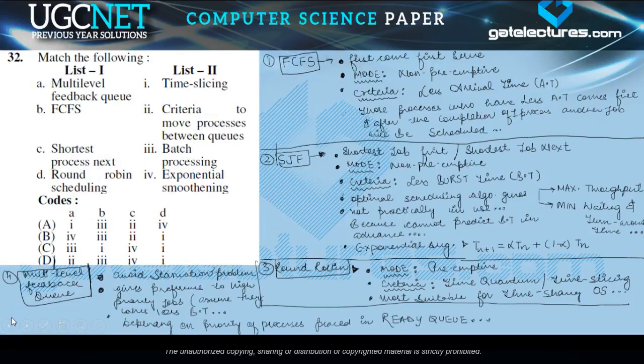Match the following. Okay, so in list one, some scheduling algorithms are there. First we will discuss these scheduling algorithms one by one, and then we will come back to our question. So the first algorithm is first come first serve, FCFS for short, and the mode of this algorithm is non-preemptive. Non-preemptive means first come first serve works like batch processing. What is batch processing? Batch processing means those processes which have less arrival time come first, and after the completion of one process, only then another job will be scheduled.